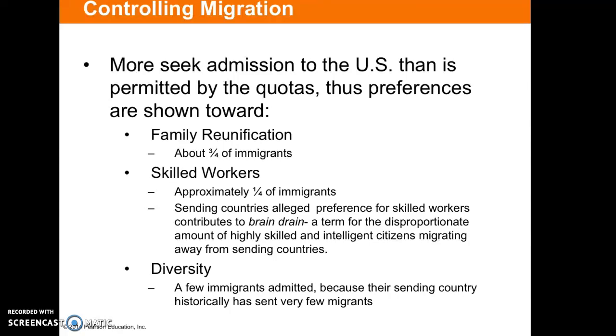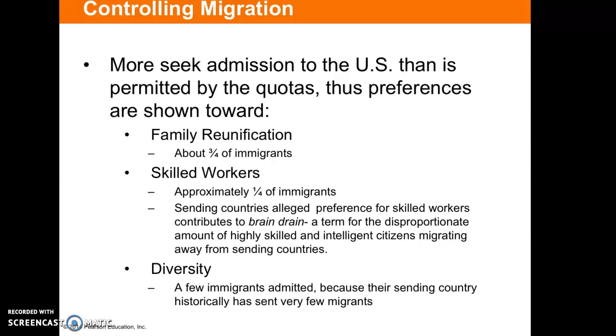So about a quarter of all immigrants are skilled workers. And when we take the best and brightest from other places, they call that brain drain. So if we are seeking to bring over medical doctors and computer coders and computer engineers and physicists and biochemists, and we're looking for the best talent in other countries to come work in our universities, our research facilities, and our corporations, they call that brain drain.